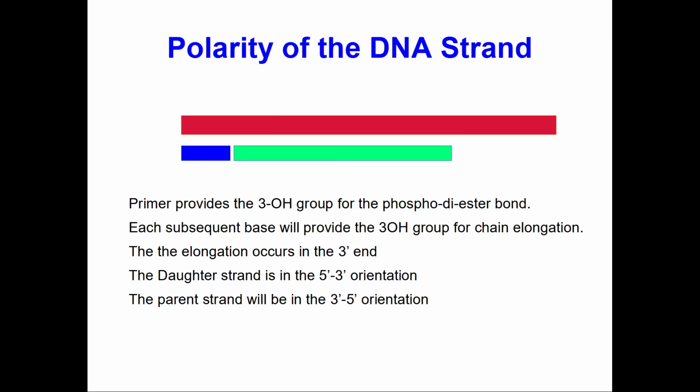Now let's understand again the DNA polarity. The DNA polymerase requires a primer to provide the 3'-OH group. So this end is the 3'-OH group. This end has the 5' phosphate group. This is the 5' end. This is the 3' end. Every base pair that gets attached attaches via the 5' end and provides a 3' OH for the next nucleotide to attach. So the strand which is being synthesized is going to be synthesized from the 5' end to the 3' end, which makes the template DNA 3' to 5' orientation.